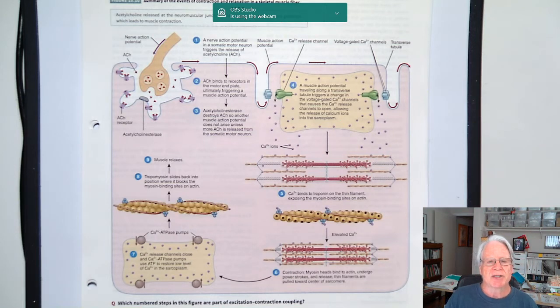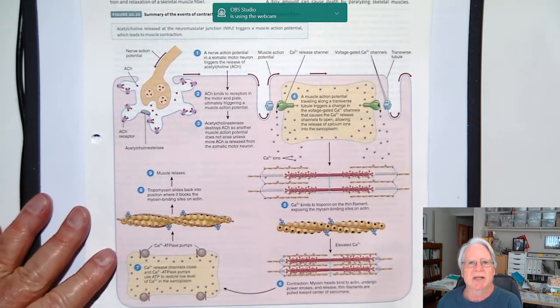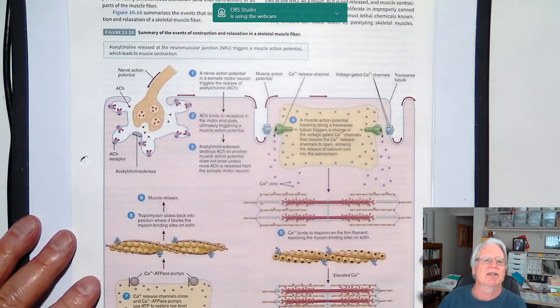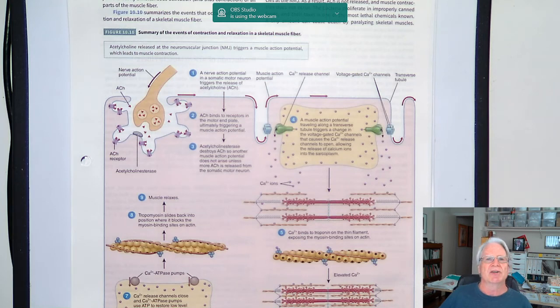Today, what I want to cover is a summary of what we have been talking about for a while now, which is muscle contraction. So I'm going to use a series of images from the textbook to pull it all together into one final picture. And the picture that I'm going to start off with is on page 311 of your textbook, and it is very appropriately entitled Summary of Events of Contraction and Relaxation in the Skeletal Muscle Fiber.